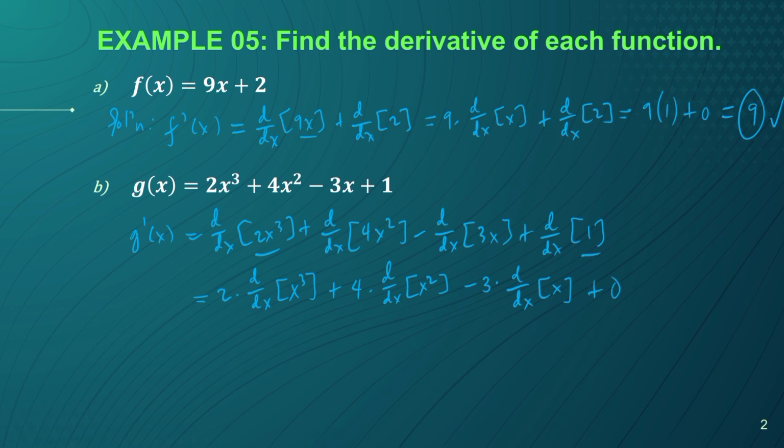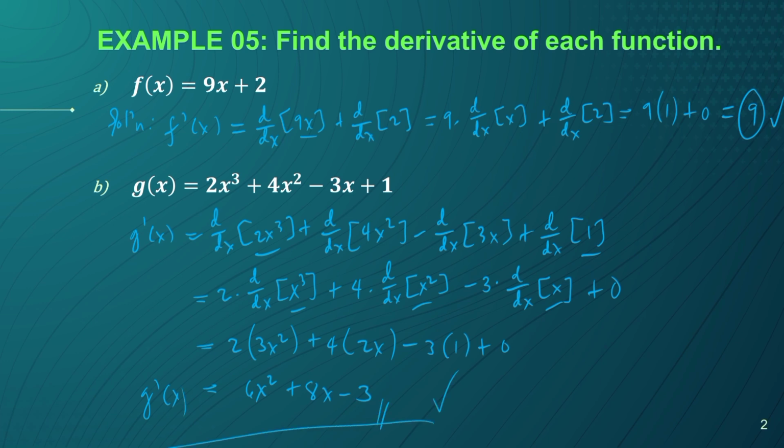Simplifying further, 2 times the derivative of x cubed, that's 3x squared, plus 4 times the derivative of x squared, that's 2x, minus 3 times the derivative of identity function x, that's 1, plus 0. Simplifying further, that's 6x squared plus 8x minus 3. So our g prime of x is this one. Any questions? There are none.